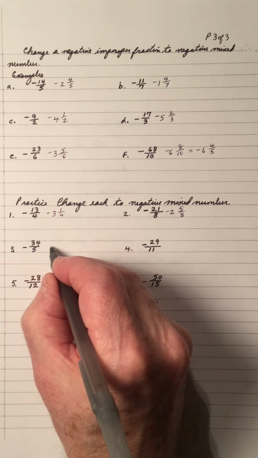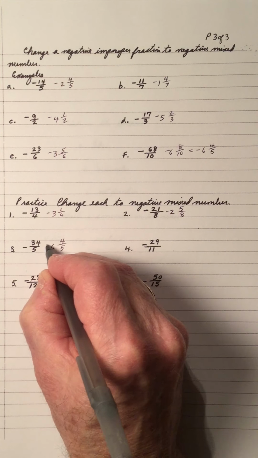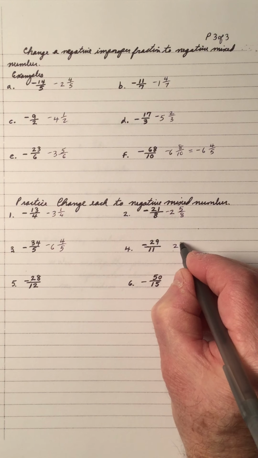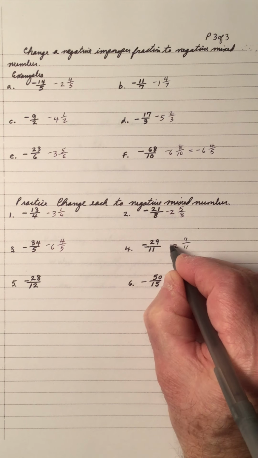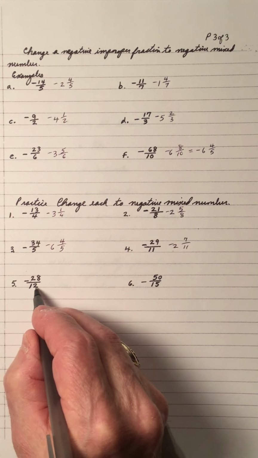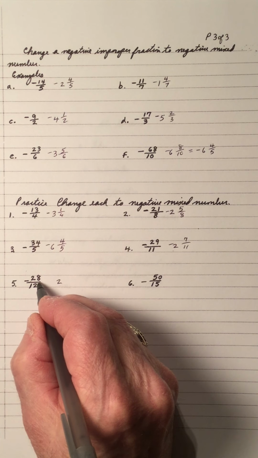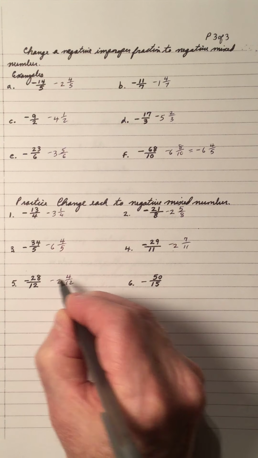5 into 34 goes 6. That makes it 30. So it's 4 left over. So it's 4/5. 11 into 29 goes 2. That's 22, 22 to 29 is a 7 difference, so 7/11, and it's negative. 12 into 28 goes 2, that's a 24, and 4 left over, but it's negative.